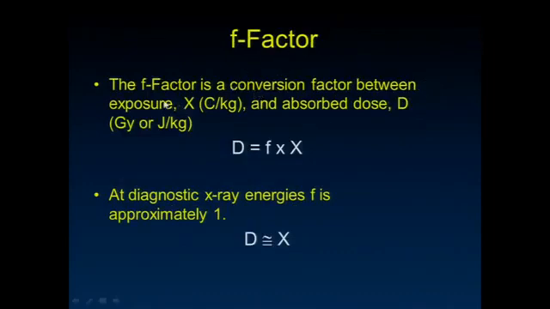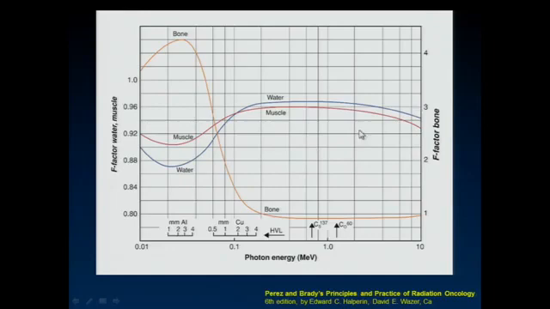If I look at the conversion factor between exposure, now this is charge per kilogram, and absorbed dose, the same thing is true. Really at diagnostic X-ray energies, that conversion factor, that F, is approximately 1. So if you tell me what the exposure was, I can usually say that's roughly going to be equal to what the absorbed dose is. As a matter of fact, here's a chart. It's a little bit confusing because the F factor for bone numbers are here, and notice the scale is different than the F factor for water and muscle. Here this goes from 0.8 up to 1, and this goes from 1 up to 4.